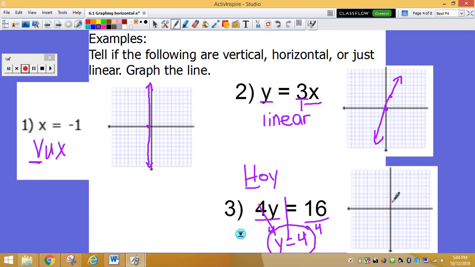So on my y-axis, I'm going to go up to 4. 1, 2, 3, 4. I'm going to put a dot. H means it's horizontal, so I'm going to draw a horizontal line through y equals 4.